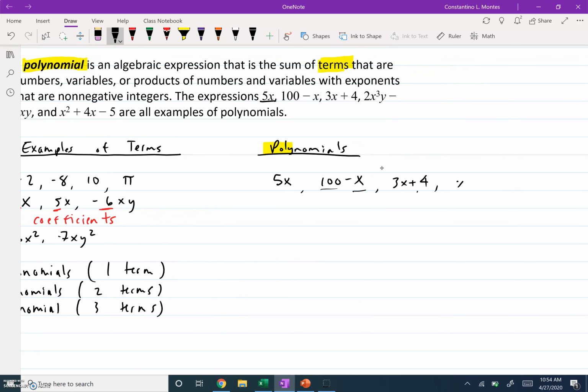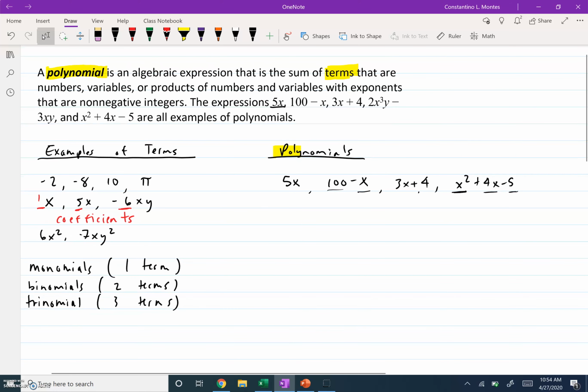X squared plus 4x minus 5. That would be considered a trinomial because there's three terms. I have the term x squared, the term 4x, and the term 5, and each one of these is separate. There's a plus or a minus.